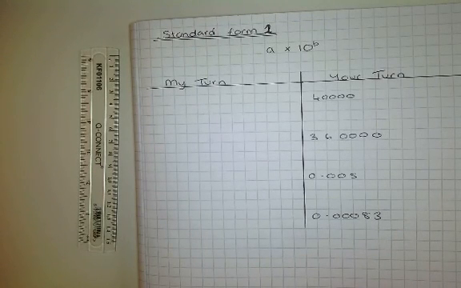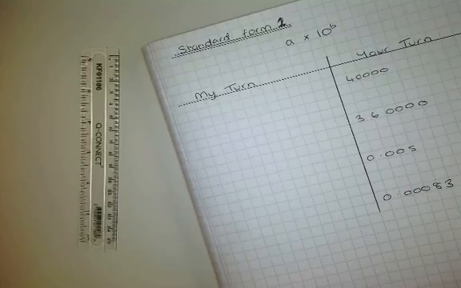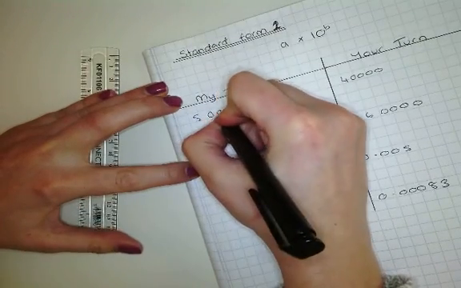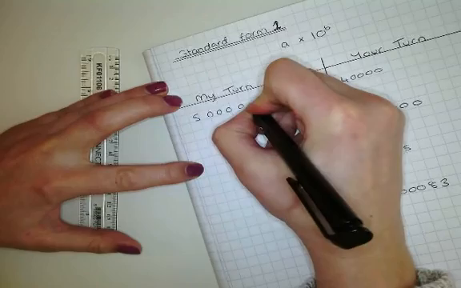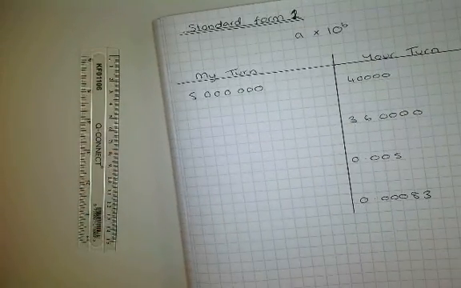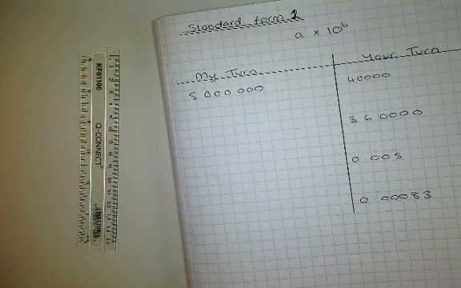Right, this is our first lesson on standard form. The standard form is a way of writing really, really big numbers easily. So for example, if I had 5 million, so it's 5,000,000, I can write that in an easier way and shorten it all down.